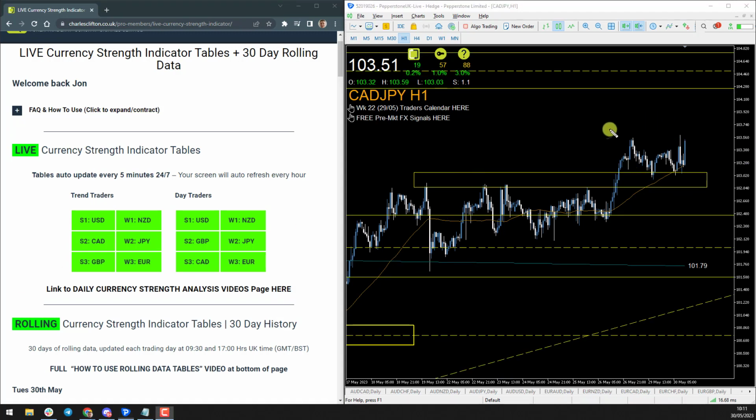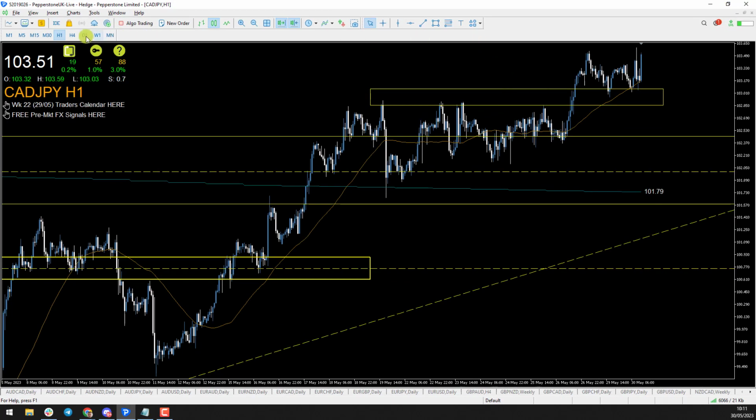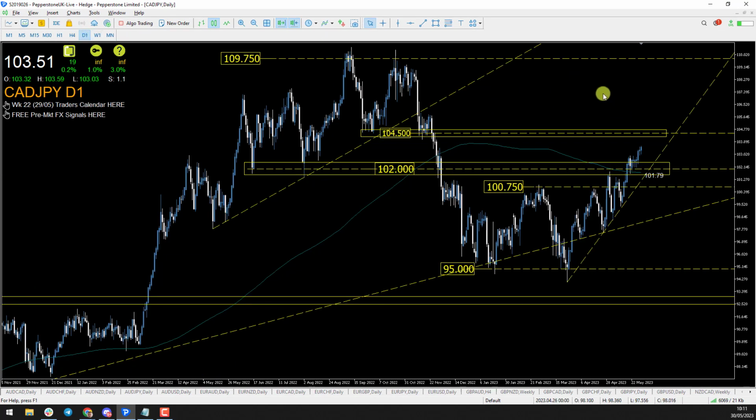Now, I've taken an initial long position just above this candlestick high here. My stop losses are trailing below this zone in here, and my target's up at the 104.50 handle. Now, before I dive into that position, I'm going to just expand this chart out a second, and I'm just going to show you why I'm looking to target what I'm looking to target.